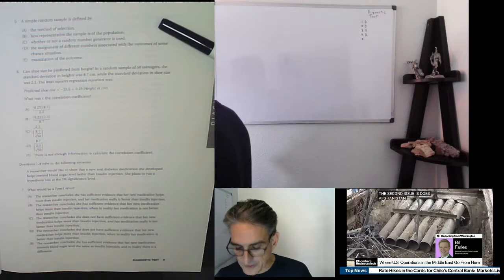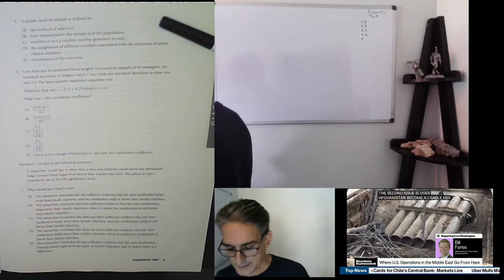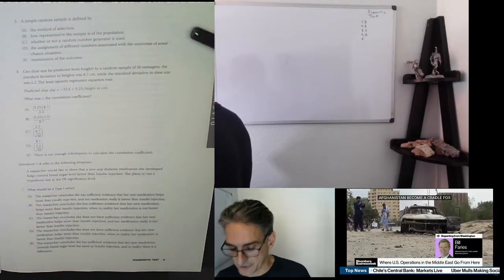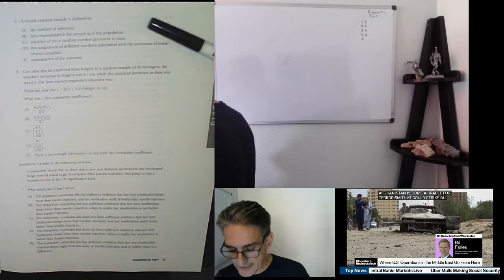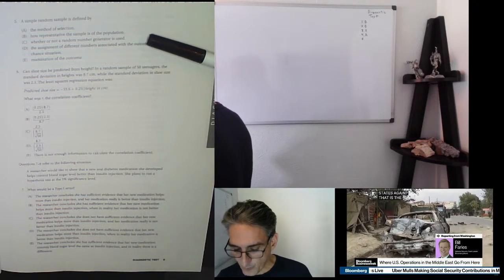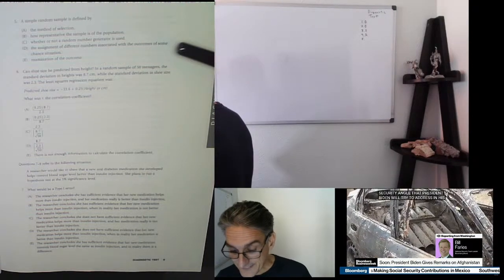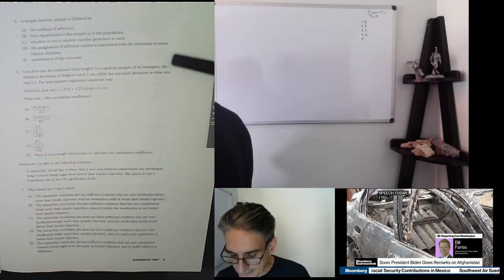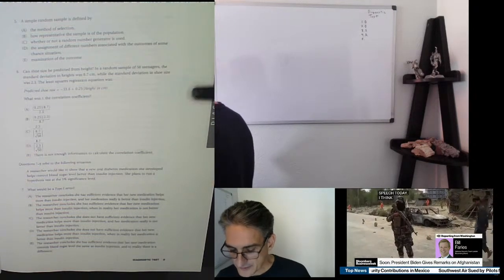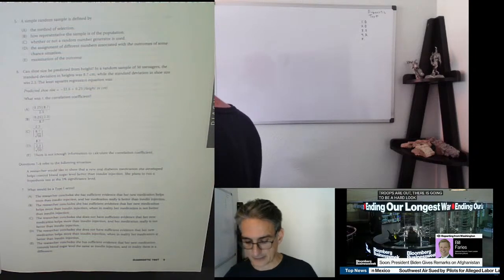A simple random sample is defined by the method of selection, how representative the sample is of the population, whether or not a random number generator is used, the assignment of different numbers associated with outcomes of some chance situation, and an examination of the outcome.